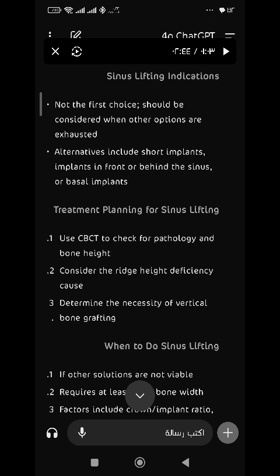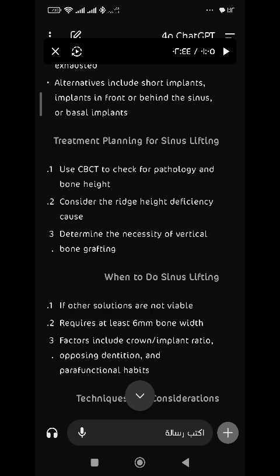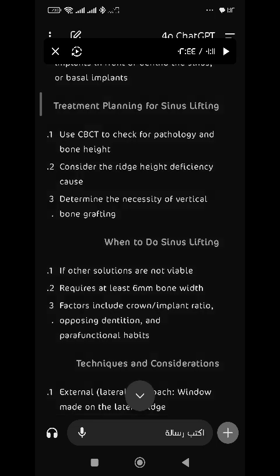Treatment planning for sinus lifting. 1. Use CBCT to check for pathology and bone height. 2. Consider the cause of the ridge height deficiency. 3. Determine the necessity of vertical bone grafting.